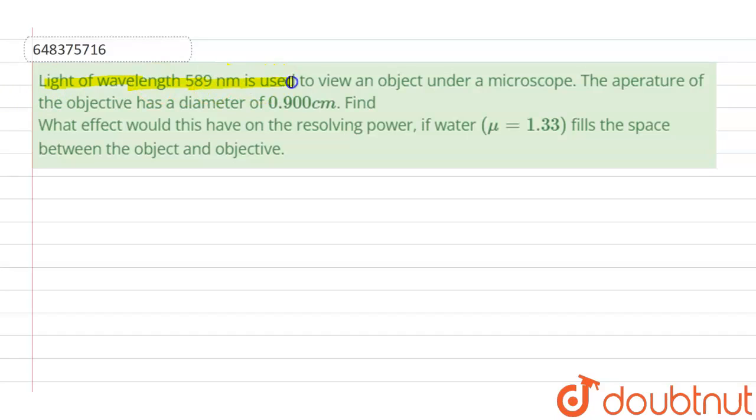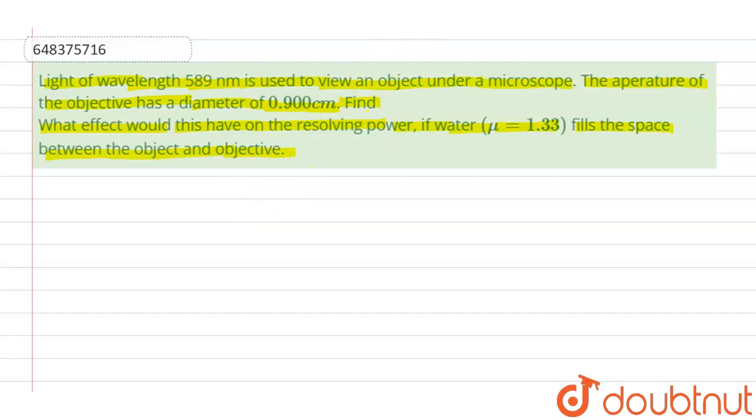Hello, here the question is: light of wavelength 589 nanometer is used to view an object under a microscope. The aperture of the objective has a diameter of 0.900 centimeter. Find what effect would this have on the resolving power if water, that means mu equal to 1.33, fills the space between the object and objective. So it is the case of a microscope.